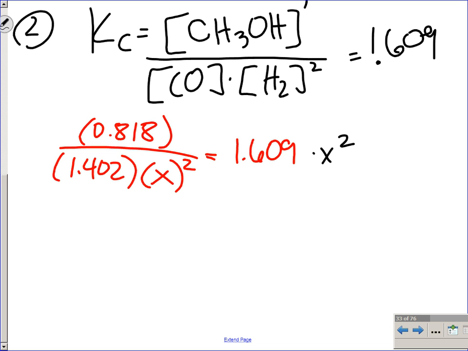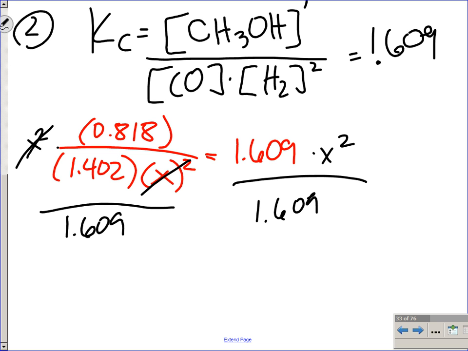So if I multiply this side by X squared and this side by X squared, this cancels over here, and this stays. All right, now, what do I do? Divide by 1.609 and take that and additionally divide by 1.609. Okay. Figure out what this divided by this is first, if you want.